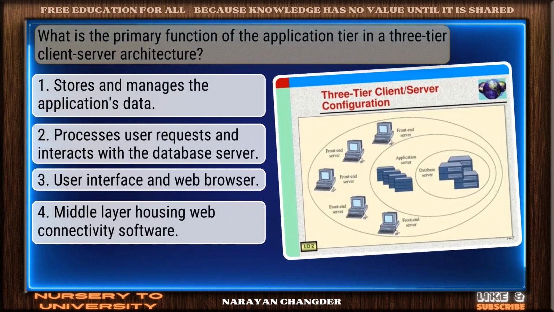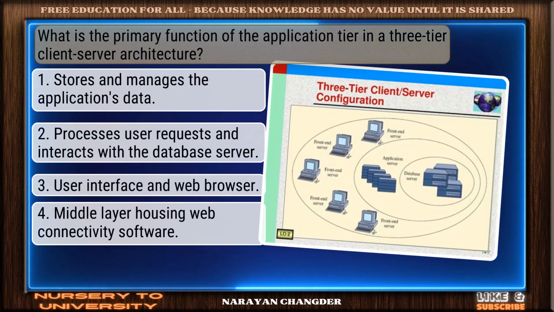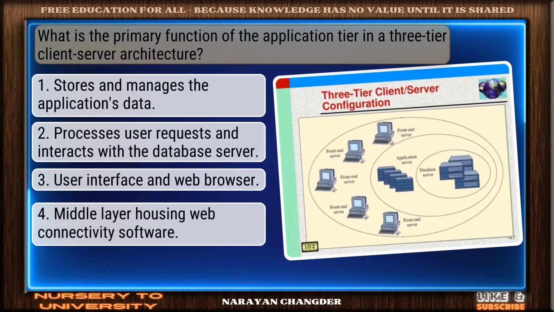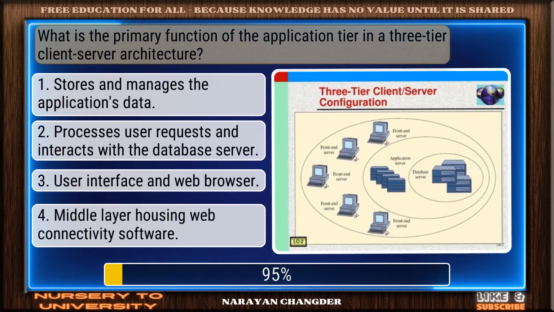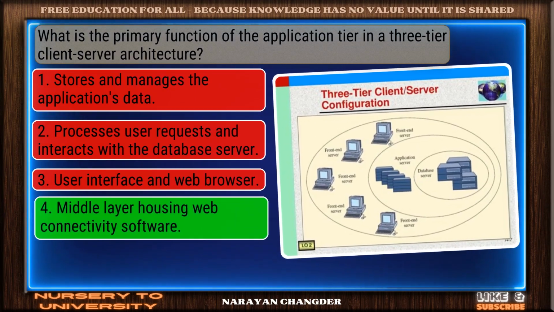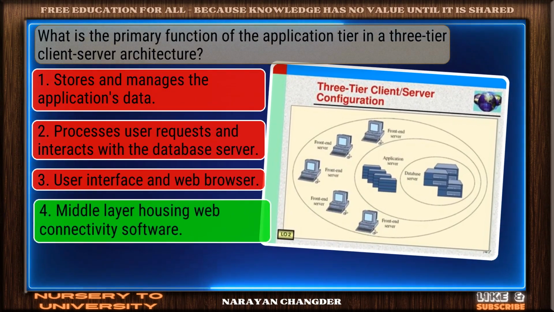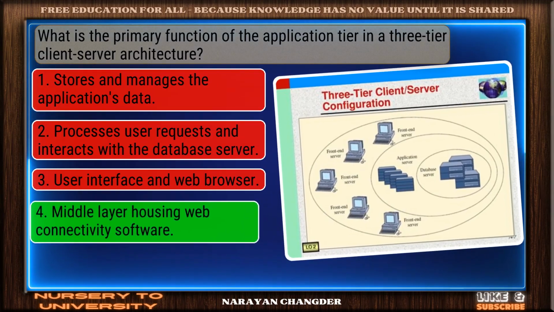Question number 18. What is the primary function of the application tier in a 3-tier client-server architecture? Nicely done. Middle layer housing web connectivity software is a solid answer.